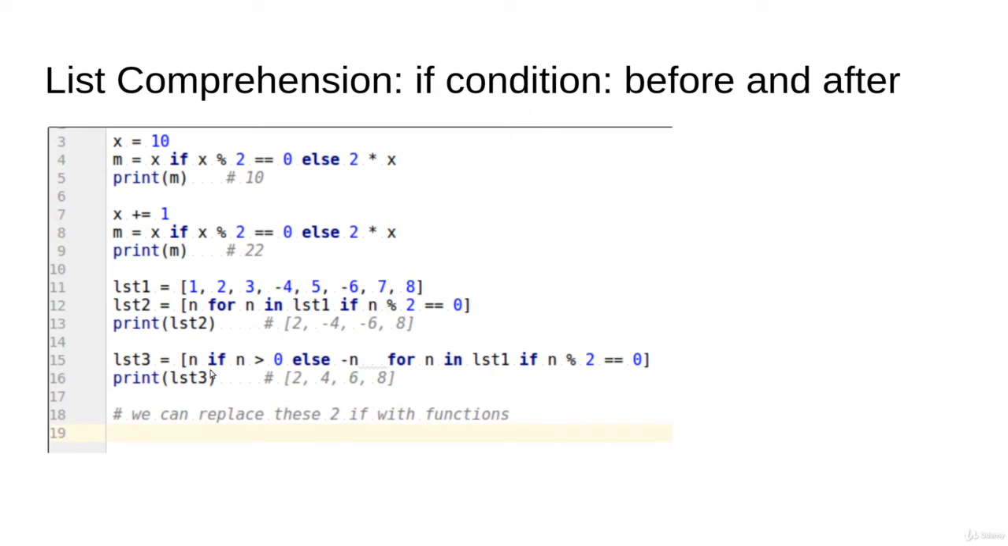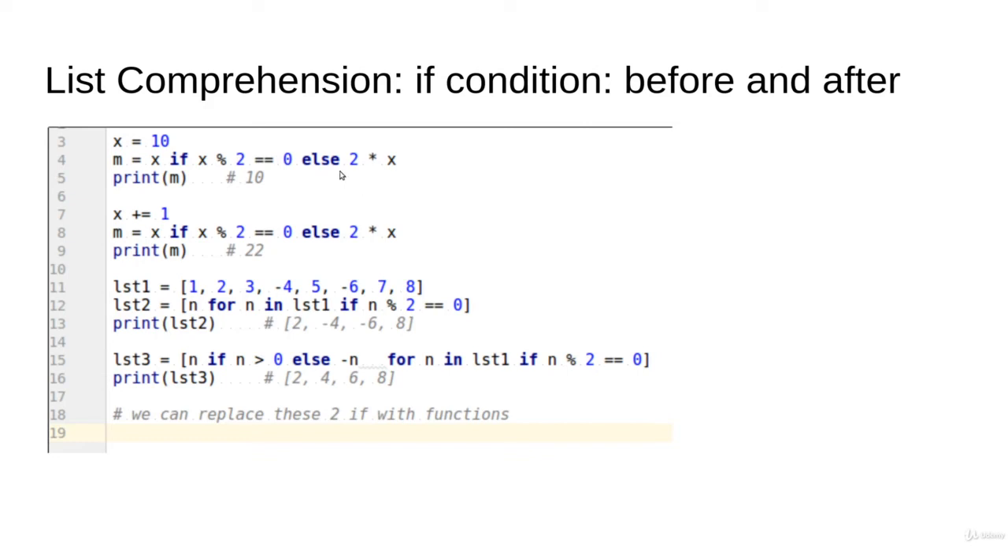You can think of that exactly like the normal transformation. Let me introduce something here first. Let's say that x equals 10. I can write something like that in Python. It is an if-else condition on a single line. You write the following: m equals x if x mod 2 equals 0 only. But if this is false, assign m to 2 times x. So this is how you write an if-else condition on a single line.